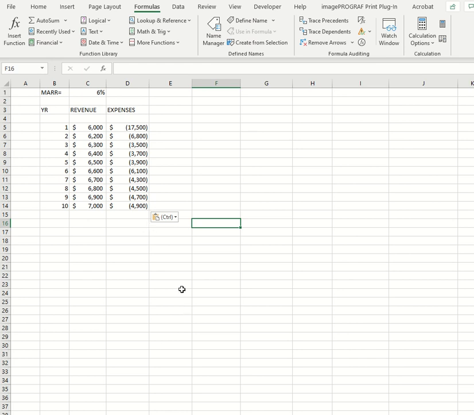So for these problems that we're going to be working on, we're going to be finding the present worth, the future worth again, a little bit different way, so that we can find the ERR, and then we're going to find the IRR, and also we're going to get the payback period and the discounted payback period.